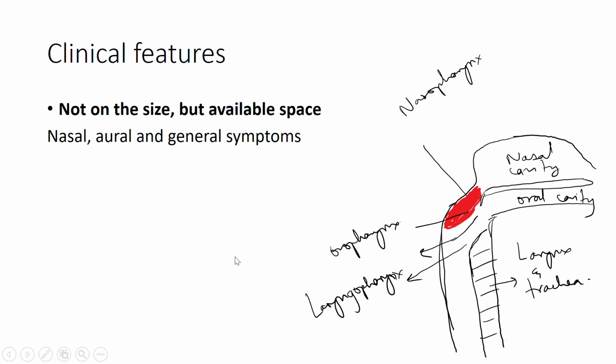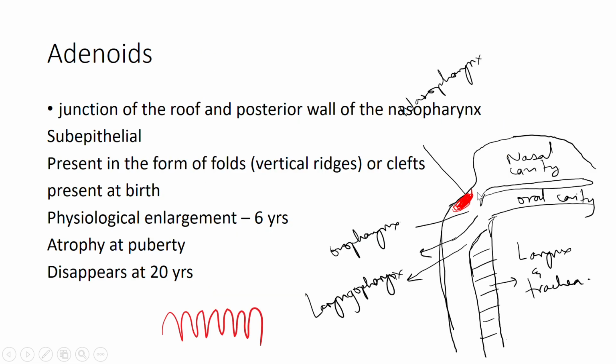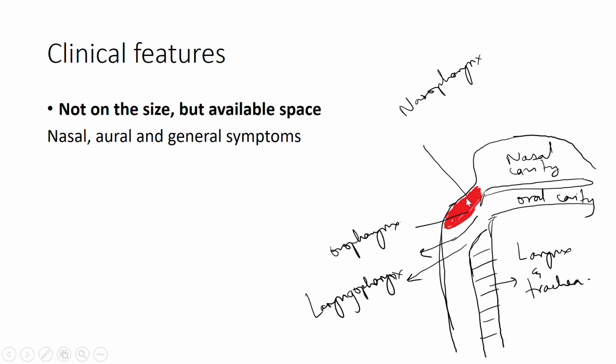Now the symptoms here of adenoids are not directly because of the lymphoid structure, but because of the space. Okay, so we know that it is present at the junction of the roof and the posterior wall. If you see this particular picture, this is a very narrow space, and this is how normally the adenoids may be present. If this enlarges, you can imagine what will happen.